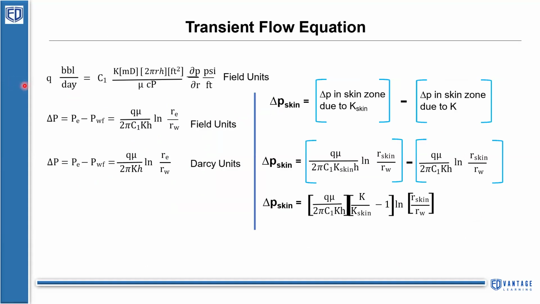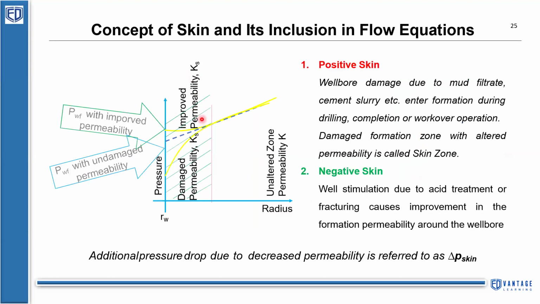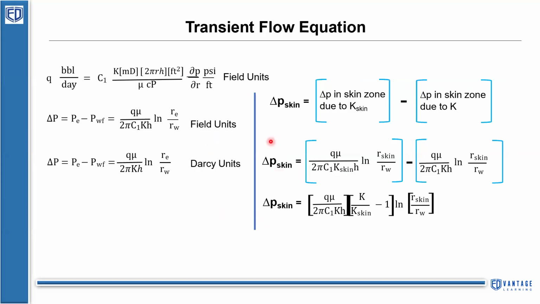So if you look at the actual Q, that is a factor that is considered as delta P or ∂P. So this delta P, again derived from Darcy law, in radial system would be P minus PWF, also Q mu by 2 pi C1, the constant, KH, times ln re by rw in radial system. So this delta P skin is now included because this delta P skin can either increase the pressure drop or decrease the pressure drop. So we generally consider that delta P skin as a negative term. So delta P in skin zone due to K skin minus delta P in skin zone due to K. So in skin zone due to K skin across the damage zone, and in skin zone due to actual K, that is delta P skin.